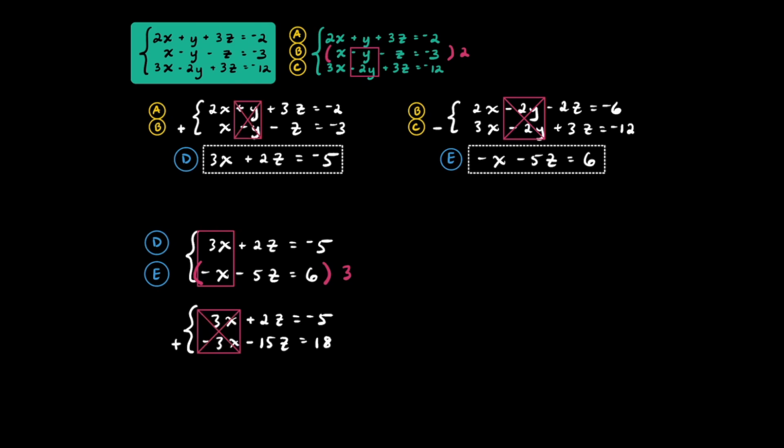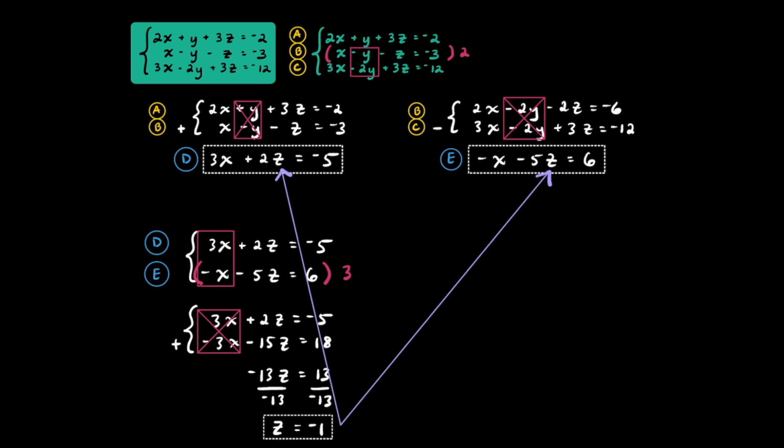2z plus negative 15z is going to be negative 13z, and negative 5 plus 18 is going to be positive 13. Dividing both sides by negative 13, we find out that z is going to equal negative 1. Now we can take the z value of negative 1 and plug it into either equation D or equation E to solve for x. I'm going to go with equation D because there's less negatives.